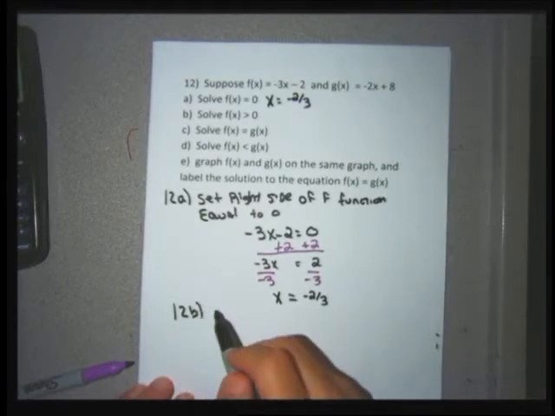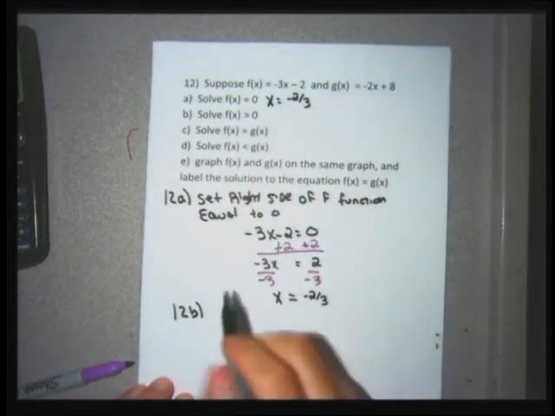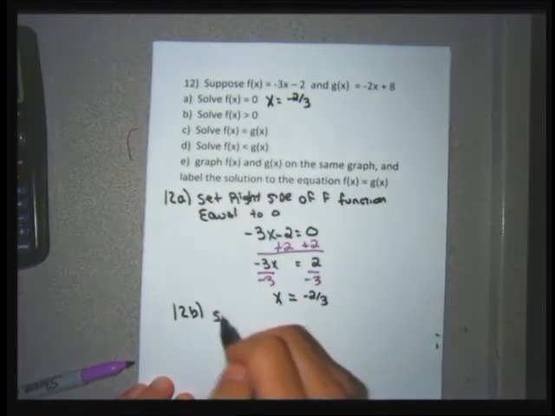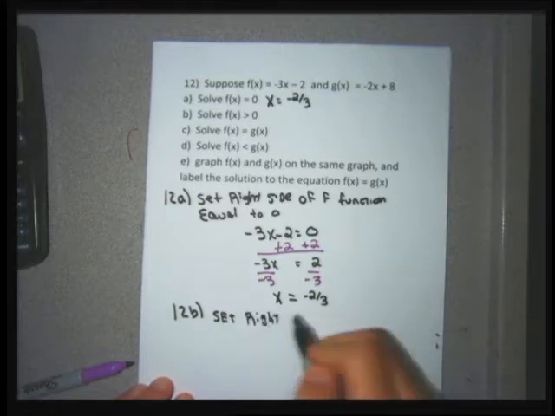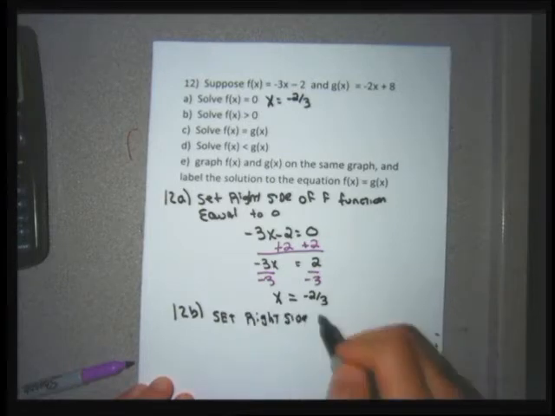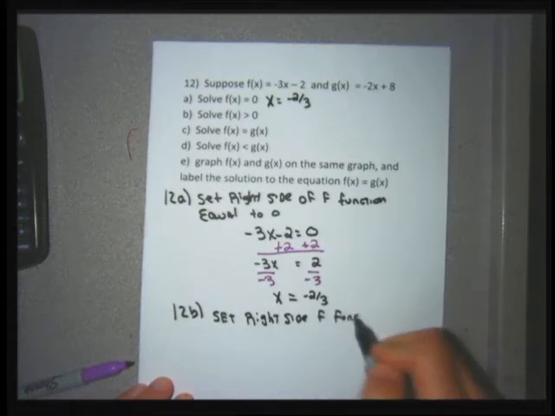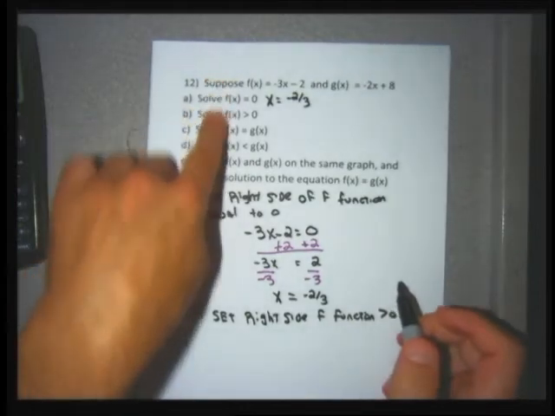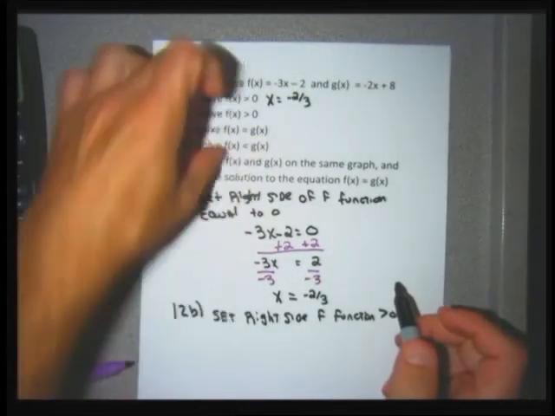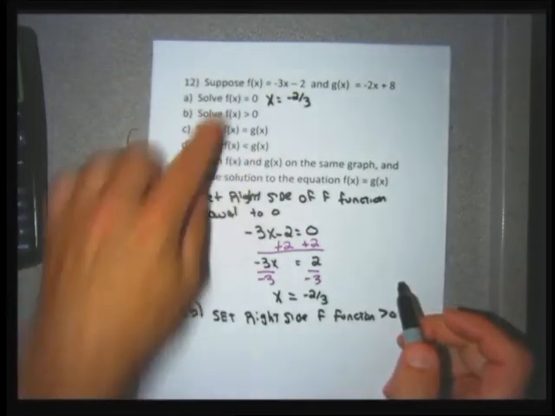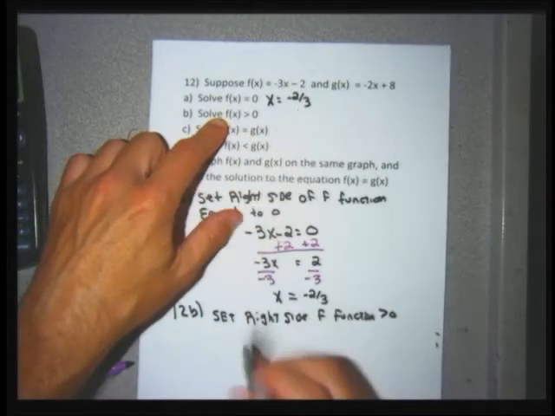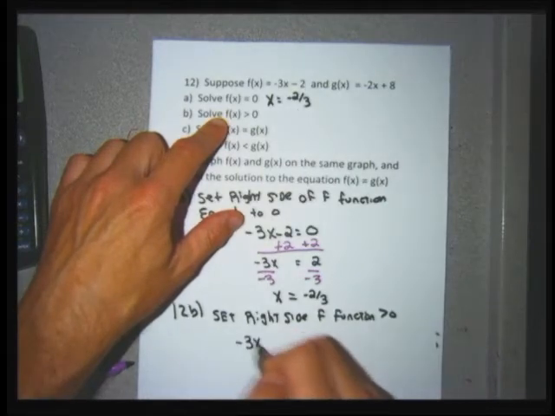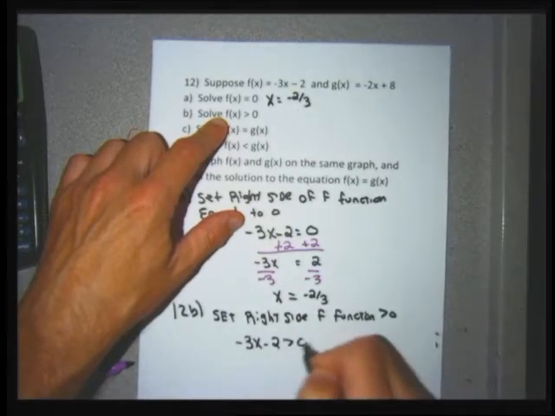12b, find out where f of x is greater than 0. I'm going to do that by setting the right side of the f function greater than 0. Basically, any place I see an f of x or a g of x in these instructions, I'm going to place the right-hand side of the function. So instead of writing f of x, I'm going to replace it with negative 3x minus 2. So I'm going to go negative 3x minus 2 is greater than 0.